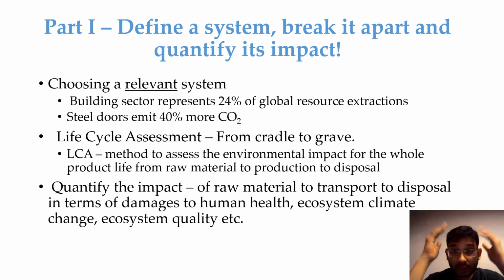In this case study, there are two parts. The first is to define a system, break it apart into different components and different stages of operation, and then quantify its environmental impact. That's the first part. The second part is what we can do about it: applying the eco-design principles to improve the product. So we chose a system of wooden doors. The building sector really represents a lot of global resource extraction, and if you use a steel door, that has more emissions than even the wooden doors.